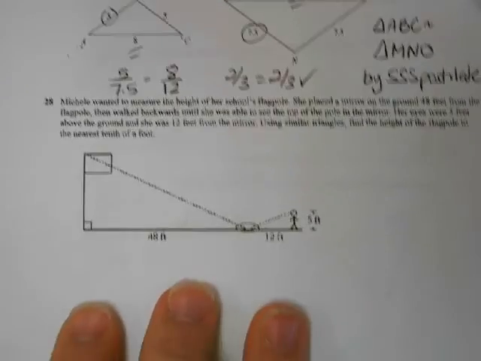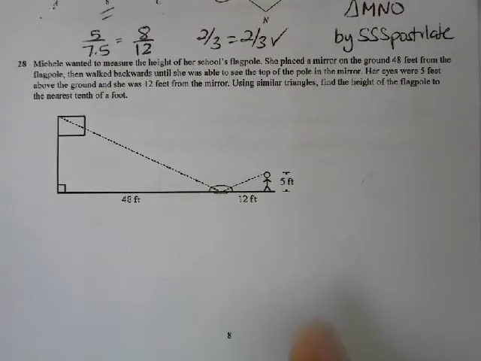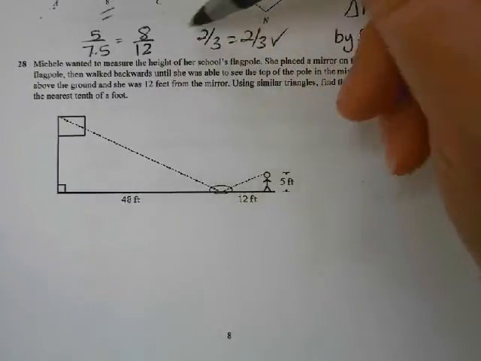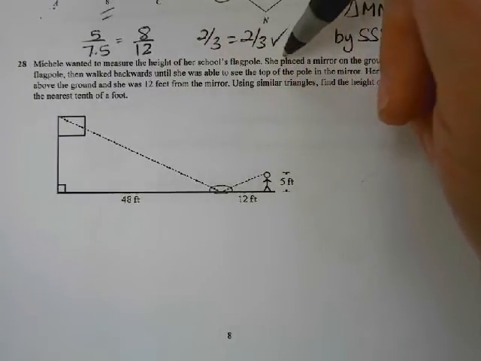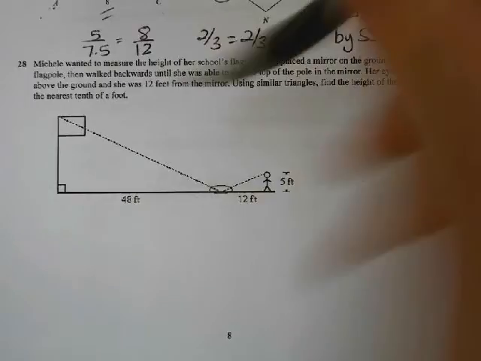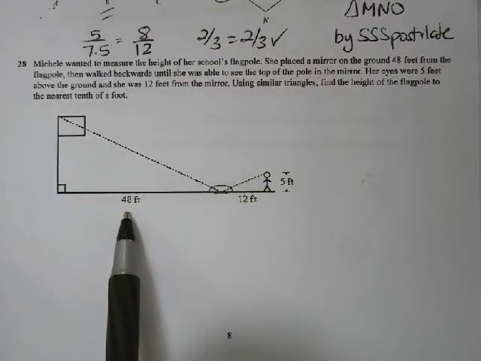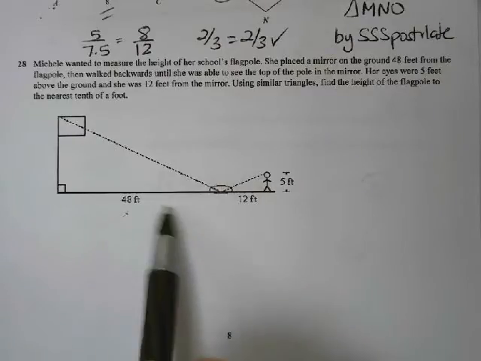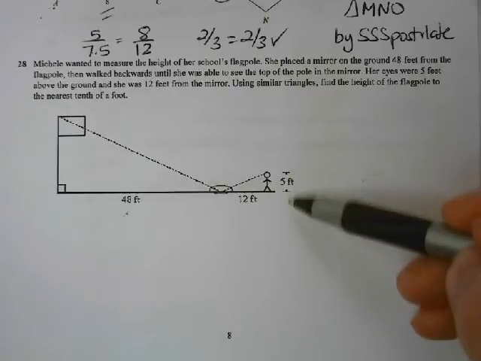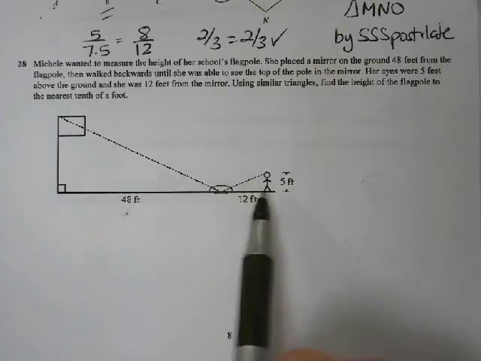All right, 28. Michelle wanted to measure the height of her school's flagpole. She placed a mirror on the ground 48 feet from the flagpole, then walked backwards until she was able to see the top of the pole in the mirror. Her eyes were 5 feet above the ground, and she was 12 feet from the mirror. Using similar triangles, find the height of the flagpole to the nearest tenth of a foot.